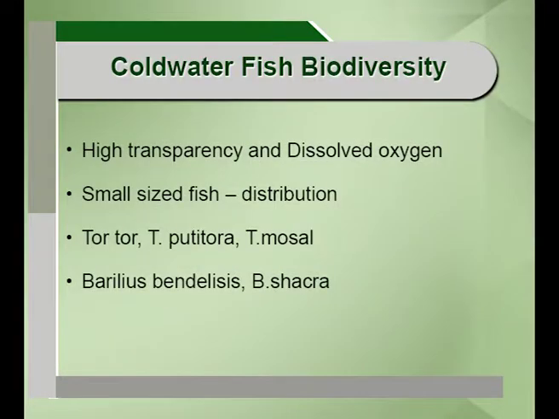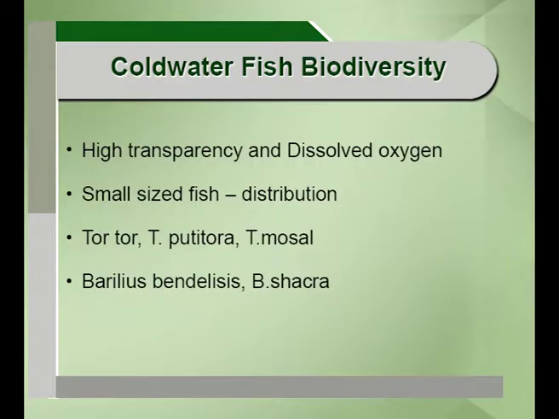As far as the cold water region is concerned, it is very well known for its high level of transparency. In cold water you will find a high level of transparency, and another very important parameter we have to take into account is the dissolved oxygen. The dissolved oxygen in cold water varies between 7 ppm and 10 ppm. These are the two important parameters that have to be taken into account to study cold water fish biodiversity: transparency and dissolved oxygen.